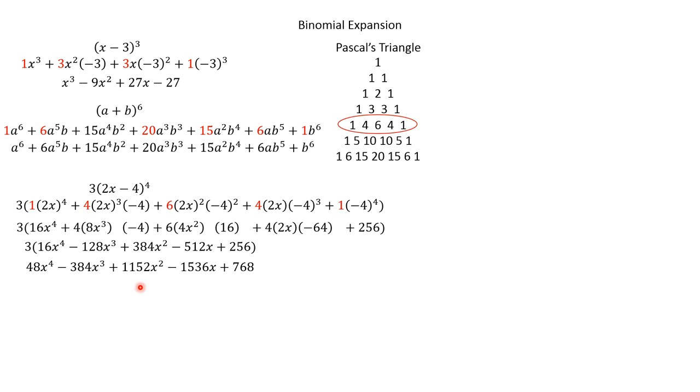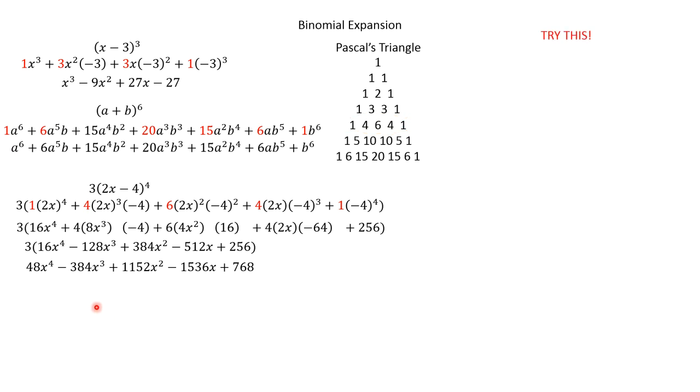But we get 48x to the fourth minus 384x cubed plus 1152x squared minus 1536x plus 768. So again, the process is the same. The multiplication got really big really fast and became very obnoxious. You have calculators for that. That's fine. But do you get the process? That's the key.